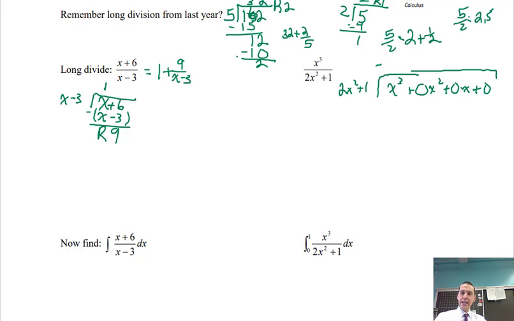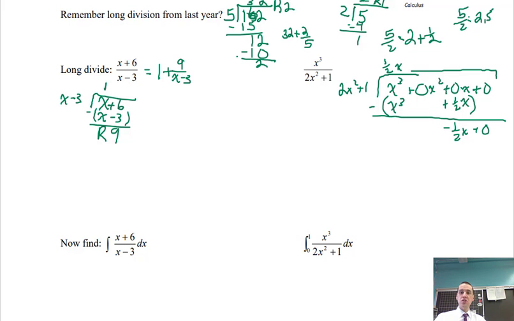I'm going to get 1/2 x. 1/2 times x squared gives you x cubed. So then I'll multiply 1/2 x by 2x squared and I'll get x cubed. I'll multiply 1/2 x by x to give me 1/2 x. I'm going to subtract that. That's gone. I'm going to get negative 1/2 x plus 0.